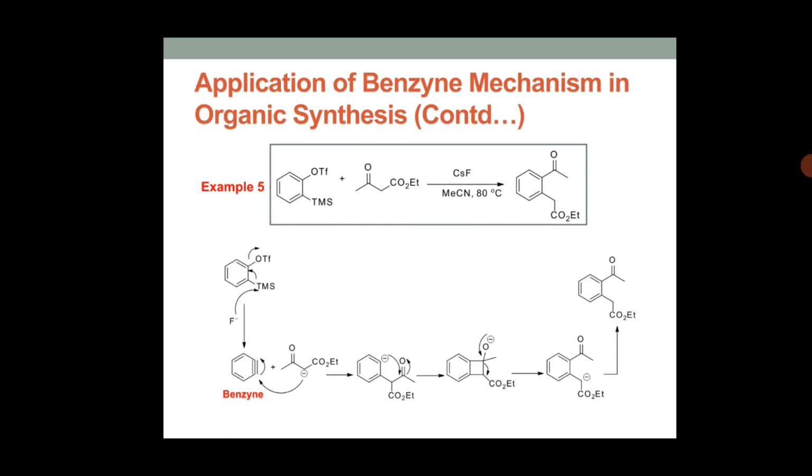Now I showed you that this ethyl acetoacetate can easily give rise to this carbanion because it has an active methylene group. This carbanion now attacks this benzyne intermediate, and we get a carbanion here. The carbanion then further attacks the carbonyl group which is in close proximity, giving rise to the anion on the oxygen.